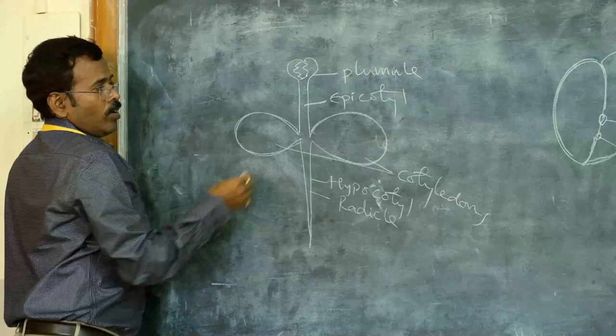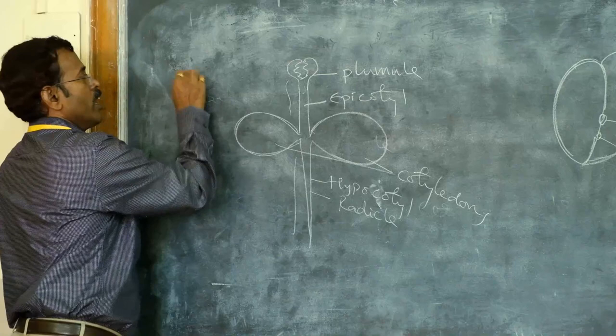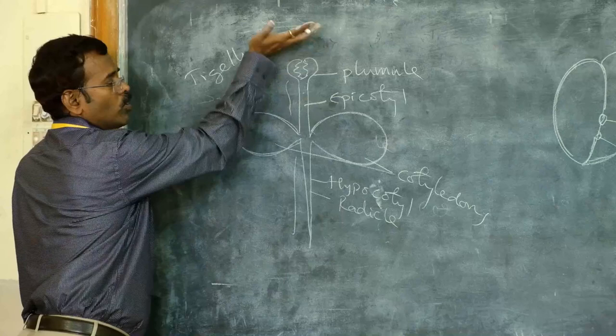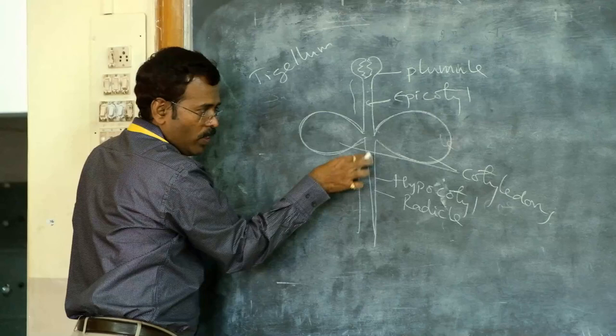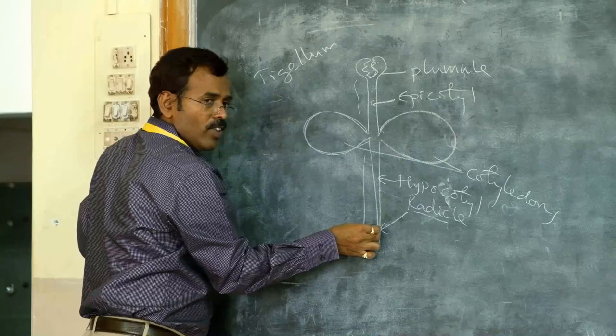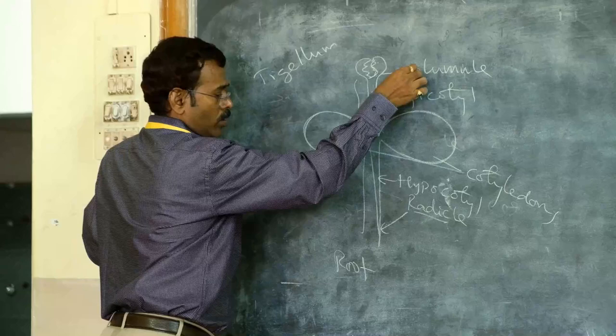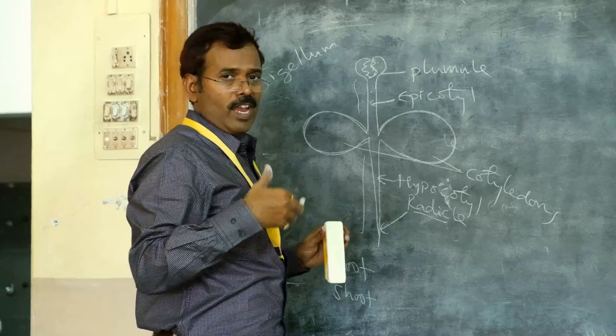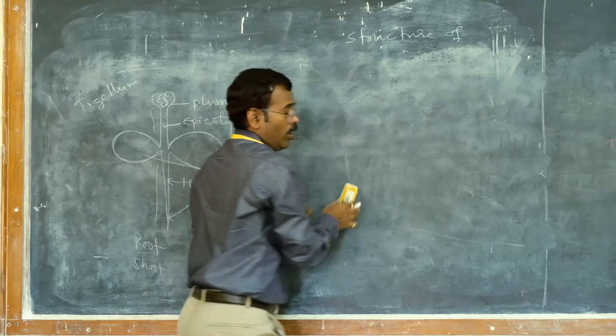the part of the embryonic axis. This is the embryonic axis. The part of the embryonic axis above the level of the cotyledon is known as the epicotyl. The part below the level of the cotyledon is known as hypocotyl. The hypocotyl terminates with radicle and epicotyl terminates with plumule. Radicle on germination gives rise to root system and plumule gives rise to shoot system. So a dicot seed is a non-endospermic seed, in this gram or bean seed as an example.